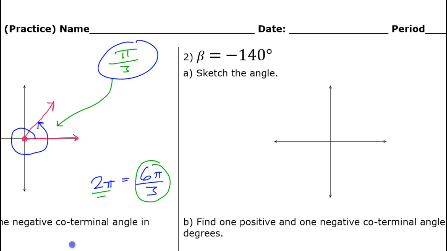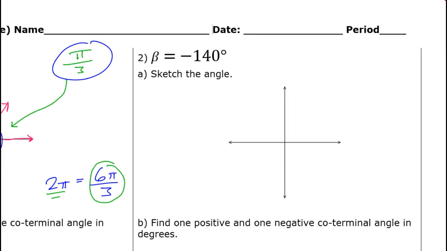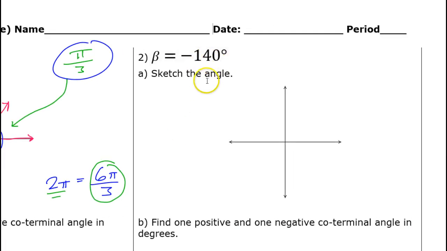Alright, so we're moving on to problem number 2. And guys, we're going to do the same thing again that we just did, but this time we are starting with degrees. Now, looking at this negative 140, the last problem was a positive angle, so we were going in this direction, counterclockwise. But when you have a negative angle, negative degrees or negative radians, you are moving clockwise. This is the negative direction. So just keep that in mind. So we need to go negative 140 degrees.